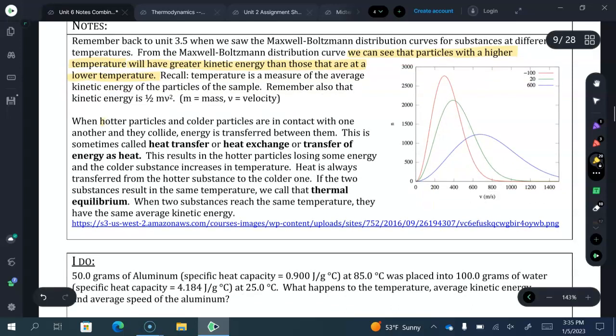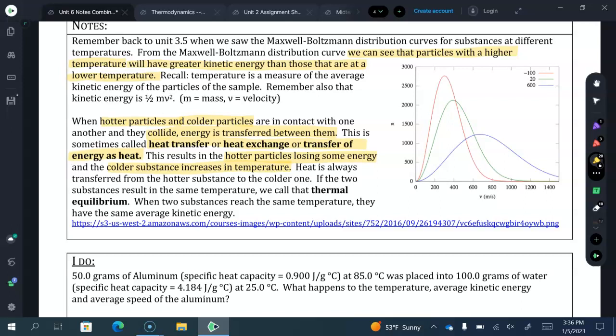So when hotter particles and colder particles are in contact with one another and they collide, energy is transferred between them. This is sometimes called heat transfer, heat exchange, or transfer of energy as heat. They all mean the same thing. This results in the hotter particles losing some of the energy and the colder substance increasing in temperature, or gaining that energy. Heat is always transferred from the hotter substance to the colder one. There's no such thing as a cold transfer. It's always heat that is transferring.